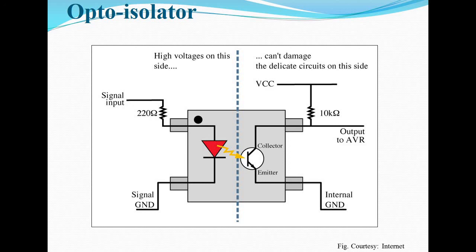So in short, when there is excessive voltage in the first circuit, the LED will start glowing and the transistor will catch that light, and the reverse current will flow through the second circuit. So it will protect the circuit so that there would not be any excessive current flow through the second circuit. This is how an opto-isolator works.